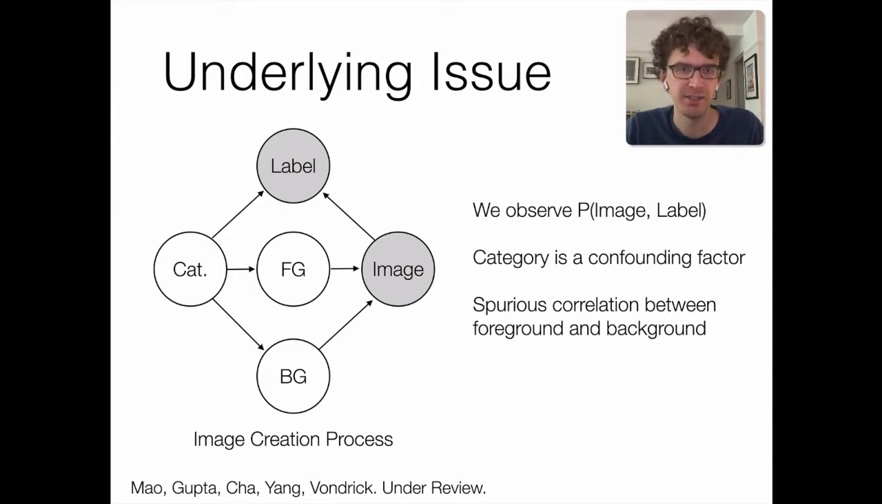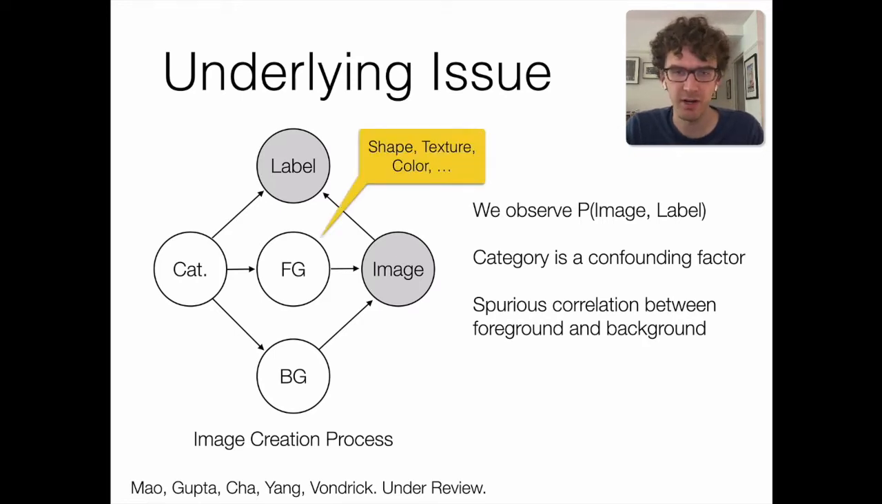So to formalize this a little bit more, we can sketch basically the image creation process as a causal model. And in this model, the true unobserved category, this is the node on the far left, is going to cause both background and foreground features in the image. And these features are going to in turn produce the observed image that we see, as well as the label that we assign the image.